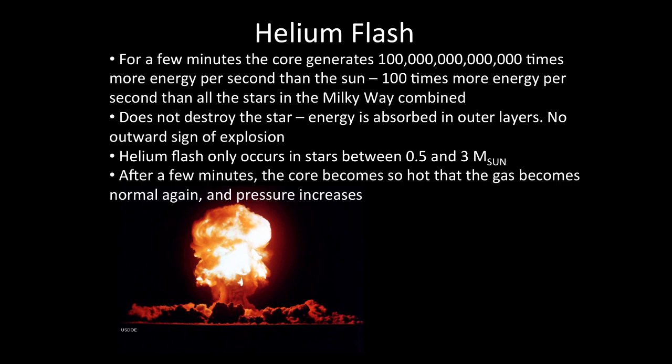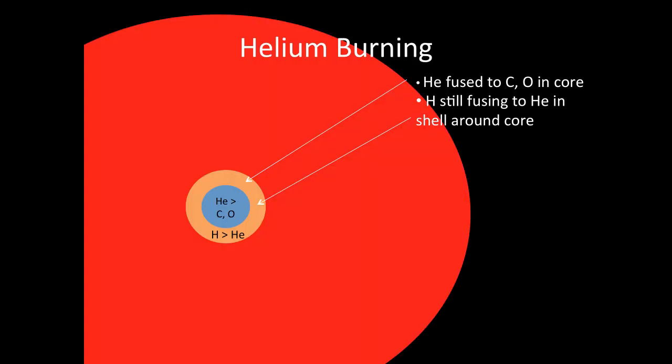After a few minutes, the core becomes so hot that the gas becomes normal again. The degeneracy is lifted. The new carbon nuclei that are being produced are so energetic they no longer remain degenerate. The pressure can then increase again and stabilize the star. At that point, the star settles down to the following structure.